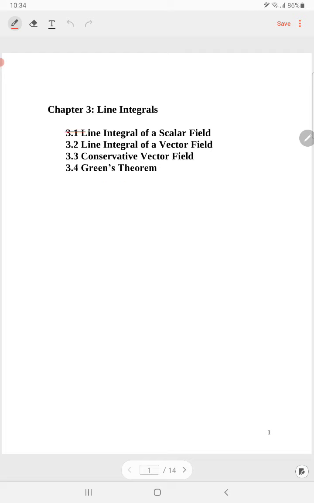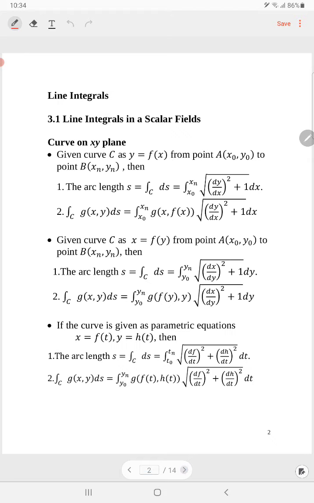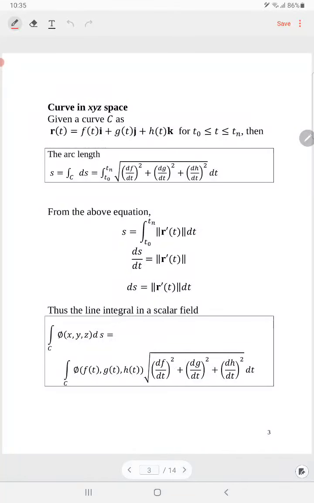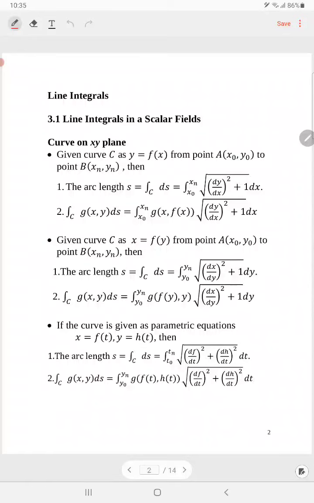Okay, now let's look at the first section, which is on line integral of a scalar field. For line integral in a scalar field, we have two parts. One is for a curve on an xy plane, and the other is a curve in xyz space. Now let's look at a curve on an xy plane first.